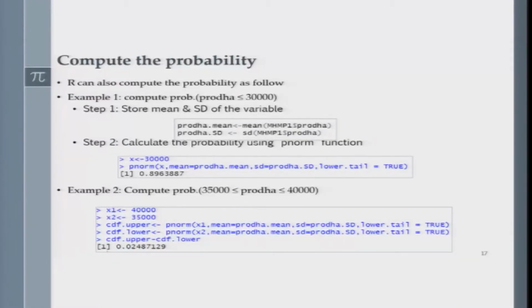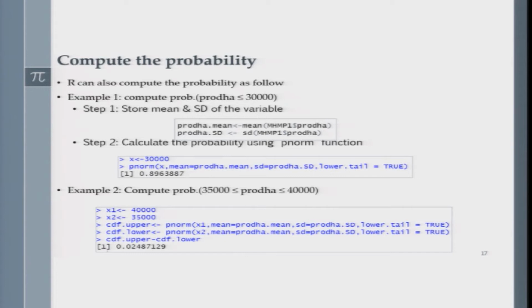So here is how to store the mean and standard deviation of the variable. Here I am showing you what you need to write. It's simple. Then for calculating the probability you have to make use of the pnorm function. The pnorm function actually gives you the probability from a normal distribution. So here in the second box I am showing you what you need to write in the R console, and then it will return you some number. In the first example, if I say that x takes value less than 30,000, then you write this command and it will return you a probability value of 0.89.